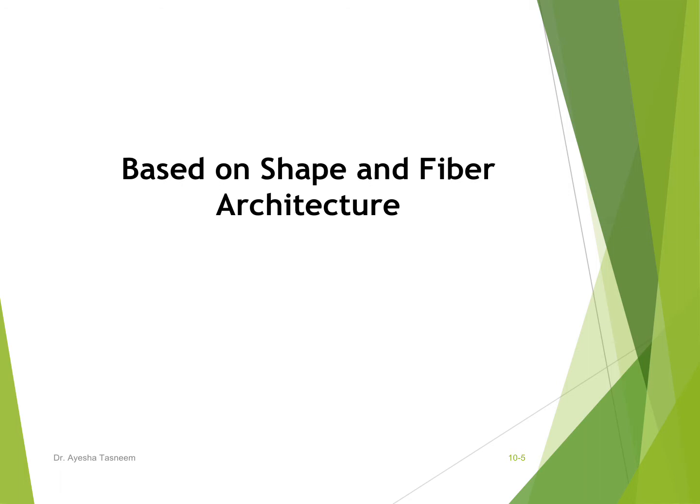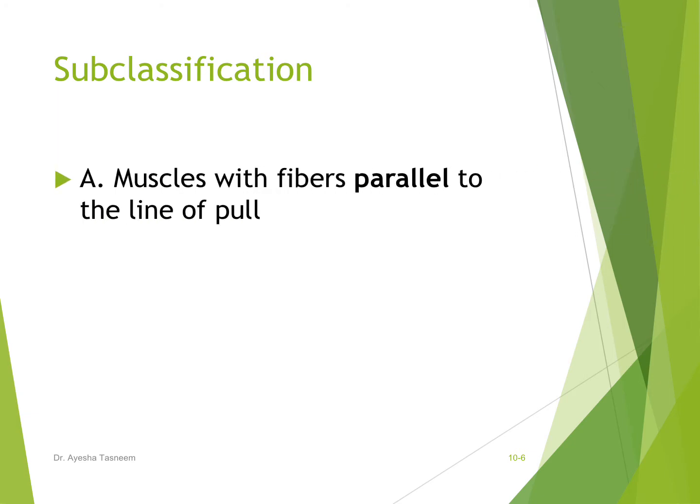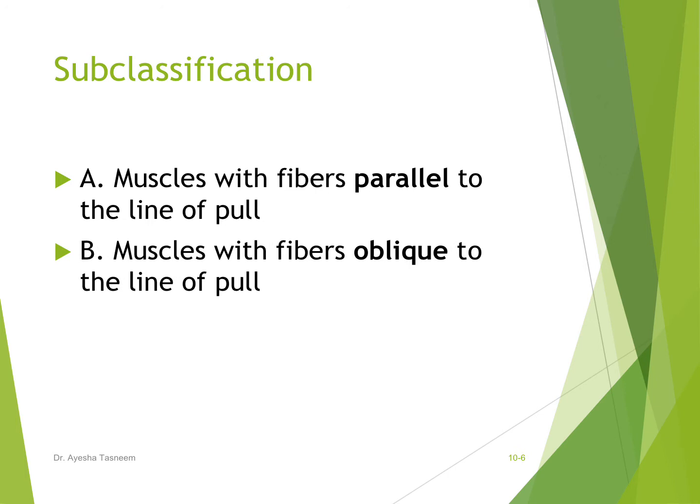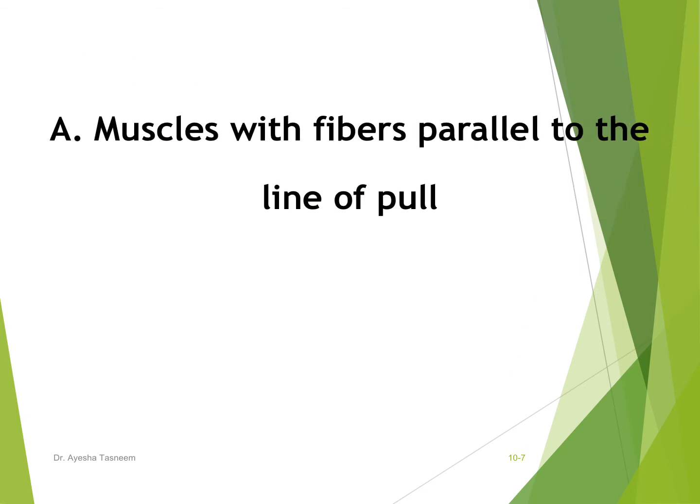Firstly, we will discuss the classification that is based upon the shape and fiber architecture. That is subclassified as muscles with fibers parallel to the line of pull, and the second classification in which the fibers are oblique to the line of pull. Firstly, we will discuss the muscles that have fibers that are parallel to the line of pull.